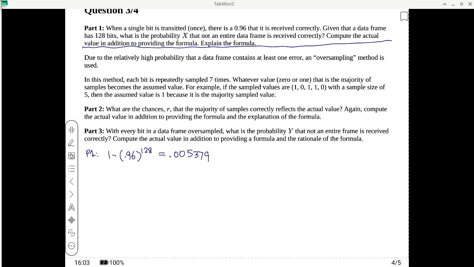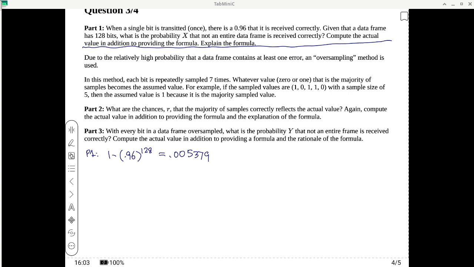All right. So that's awful, because it basically means the chances of the entire data frame being transmitted correctly is almost zero. It's really close. I would not be playing League of Legends over this network.